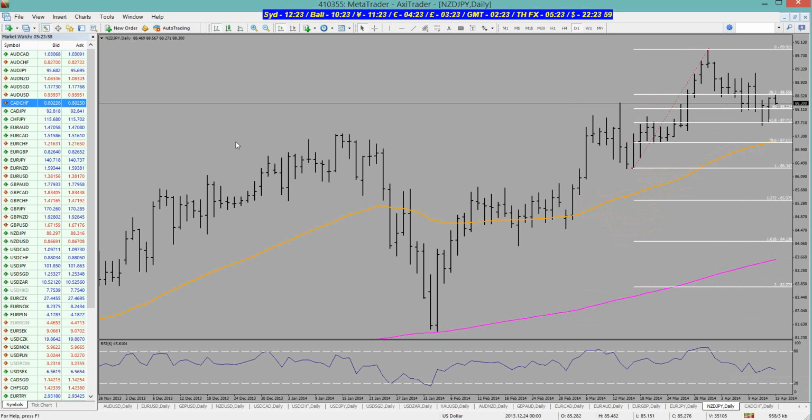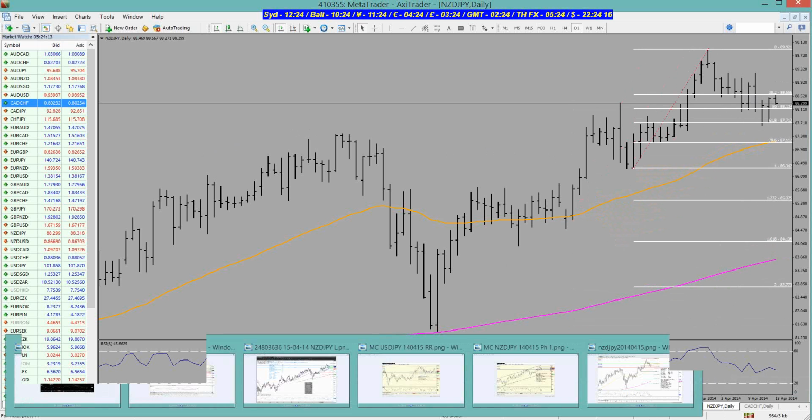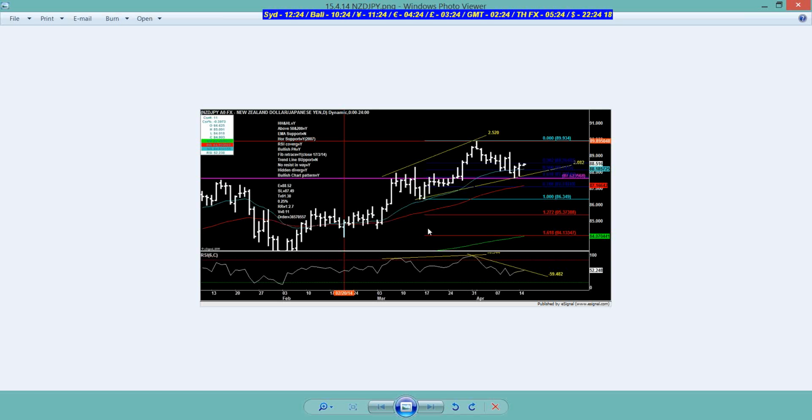And again, the Kiwi yen, I think the BOJ is coming out this week, maybe tomorrow. I think Kuroda's talking Wednesday afternoon. So there's potential that, well, he's certainly not going to try and strengthen the currency. So what have we got here?